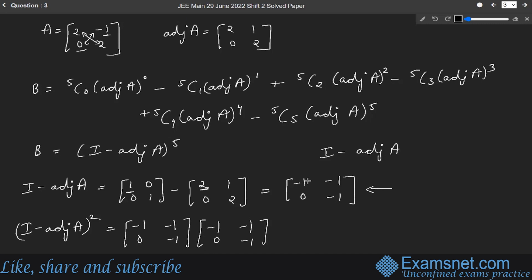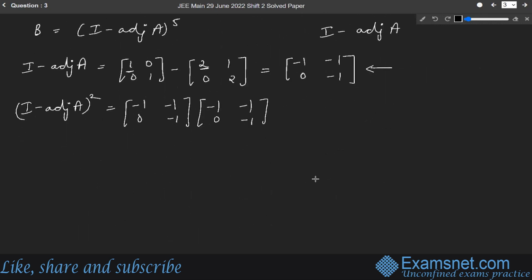If we want the square, it will be multiplied 2 times, right? Now, do you know how to find the product of two matrices? It is very simple. We have to multiply first row with first column, then first row with second column. Similarly, second row with first column and second row with second column.